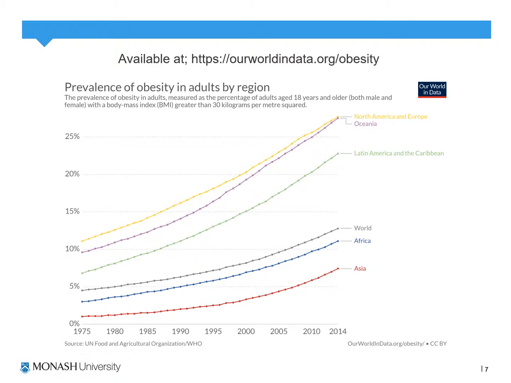And what's really interesting to note is that pretty much all populations are trending similarly, despite the fact that they've started at different points, I guess, in the first instance. What's really interesting to note is that Oceania here, we're quickly approaching North America and Europe in terms of prevalence of obesity.